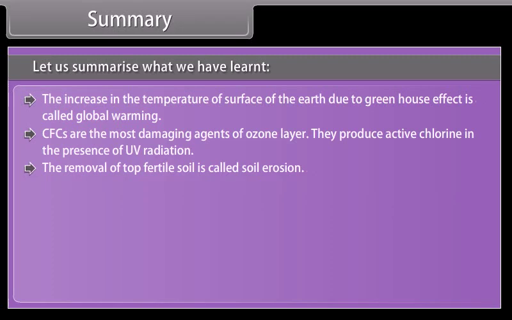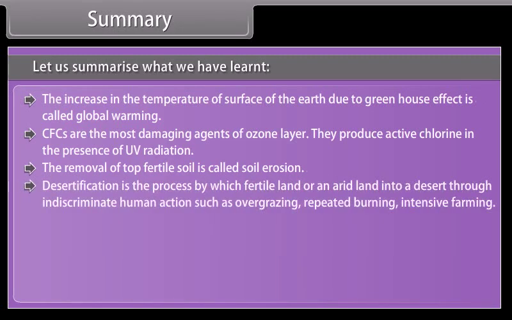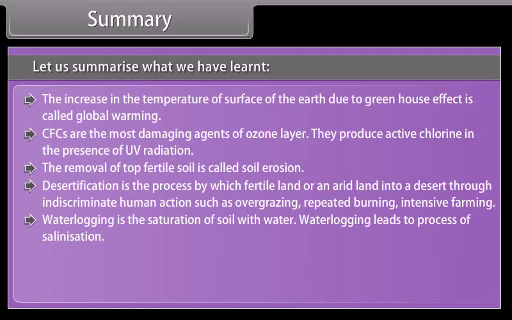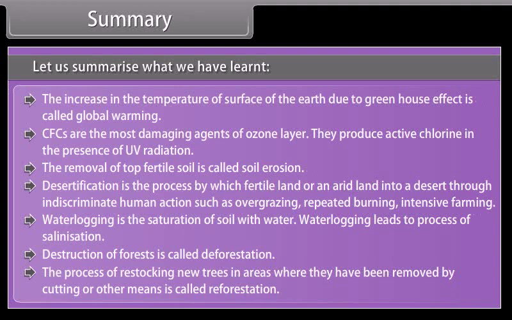The removal of top fertile soil is called soil erosion. Desertification is the process by which fertile land or arid land turns into a desert through indiscriminate human action such as overgrazing, repeated burning, intensive farming. Waterlogging is the saturation of soil with water. Waterlogging leads to the process of salinization. Destruction of forests is called deforestation. The process of restocking new trees in areas where they have been removed by cutting or other means is called reforestation.